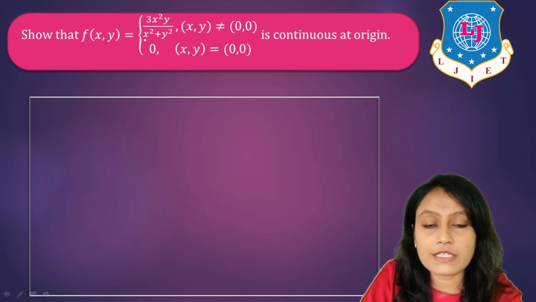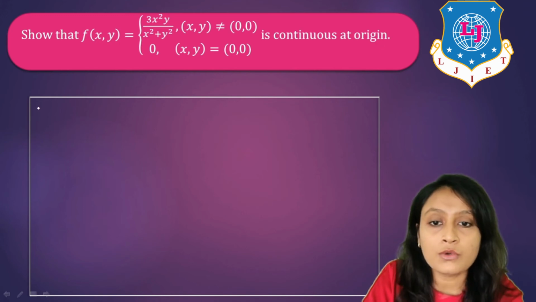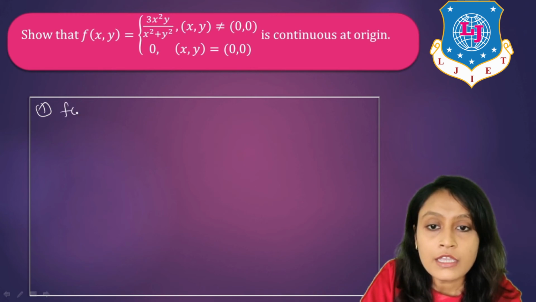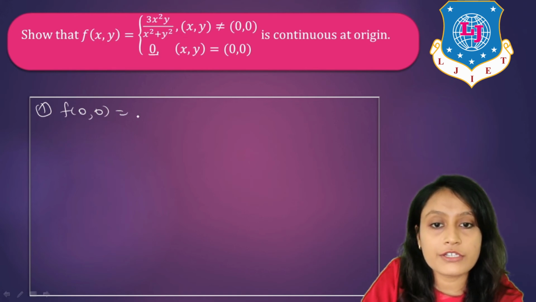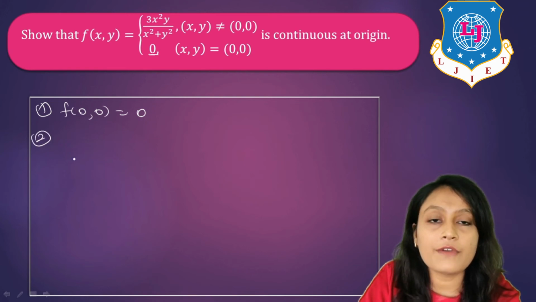Now let's begin with the example. Show that f(x,y) equals 3x square y upon x square plus y square for (x,y) not equal to (0,0), and 0 for (x,y) equal to (0,0), is continuous at the origin or not. The first step is to see whether f at (0,0) exists or not. Now f of (0,0) is given as 0 in the question, so it exists.